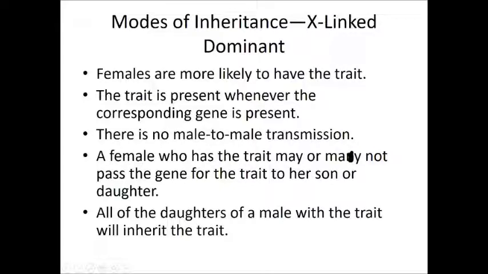A female who has one of these traits may or may not pass the gene for the trait to a son or daughter. Again, females are XX. A son gets an X from a mother, so does a daughter. So assuming that the mother only has one affected X chromosome, there's a 50-50 chance that the child could inherit the trait from an affected mother.